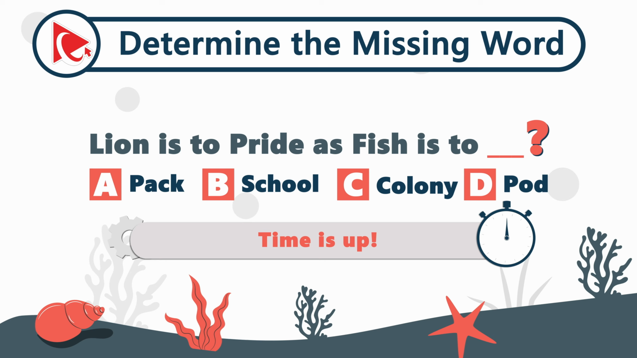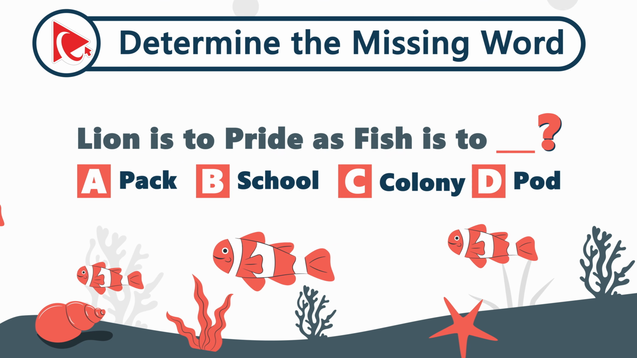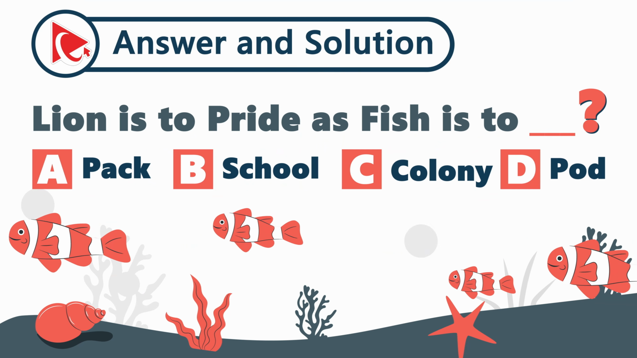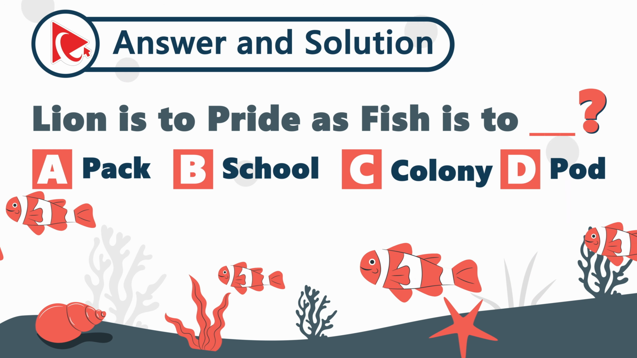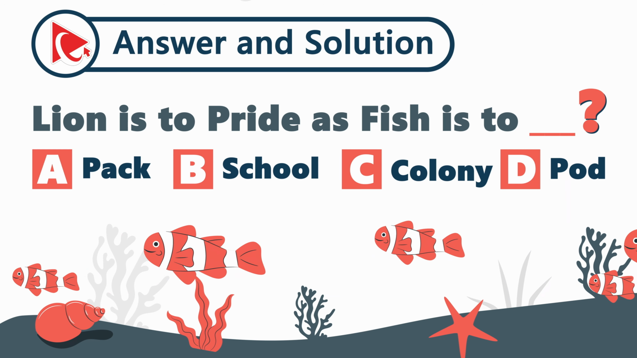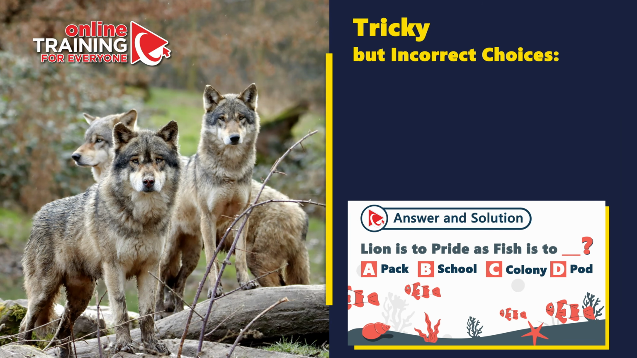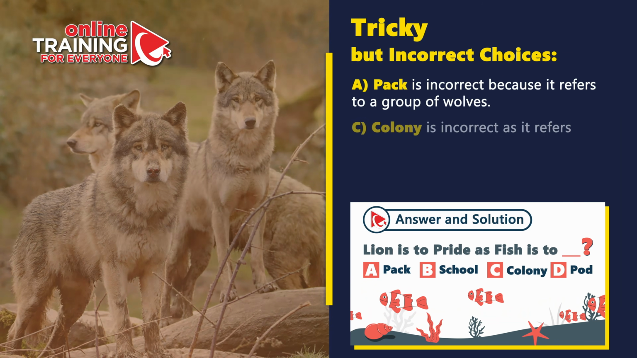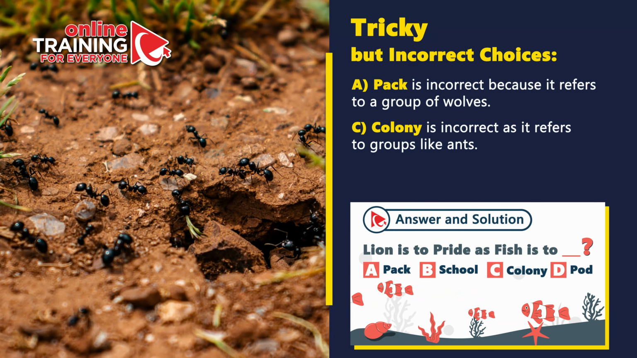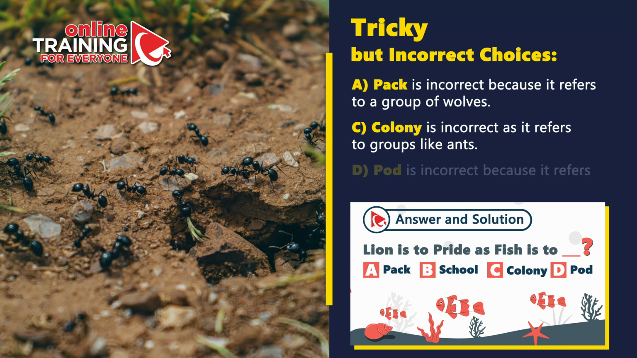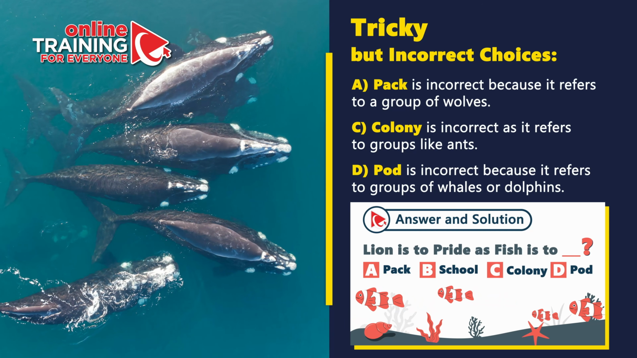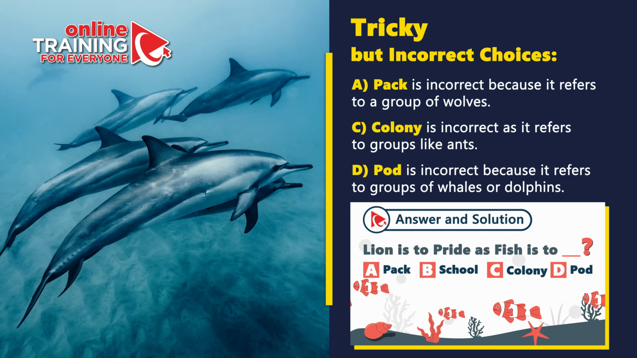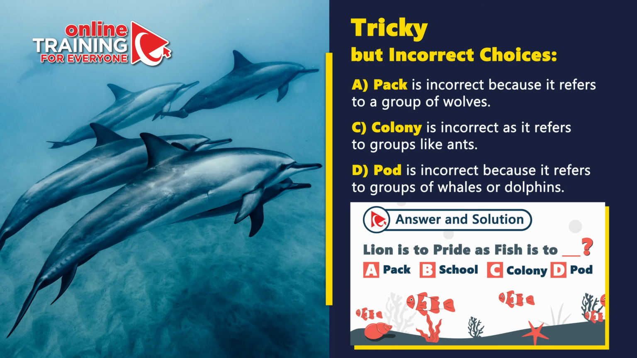Time's up. Do you have your answer ready? I hope so, because the solution here is really simple. To better understand the correct answer, let's first understand why other choices are incorrect. Choice A, pack, is incorrect because it refers to a group of wolves. Choice C, colony, is incorrect because it refers to a group of ants. And choice D, pod, is incorrect because it refers to a group of whales or dolphins. Which leaves us with school.